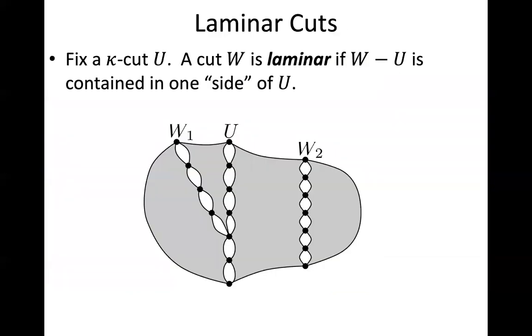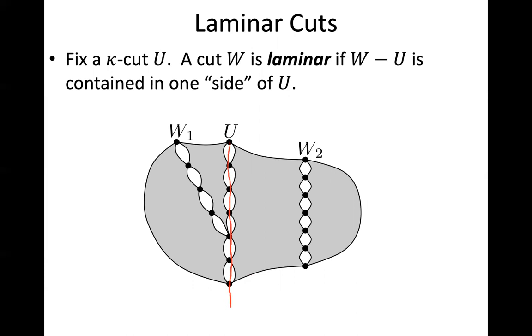Okay, so what does this classification look like? So we have 4 categories. Let's go through them one by one. So U here is our reference cut, and we're going to look at the relationship that U has with other vertex cuts here. So here the connectivity of the graph is 7.